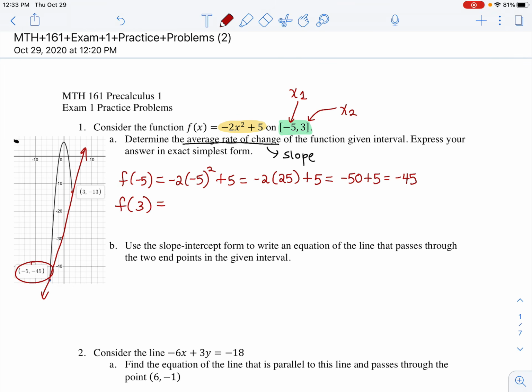So next one, I'm plugging in 3 into the function. Guess what I'm expecting to find? -13. 3/13 is my birthday, actually. All right, let's keep going.